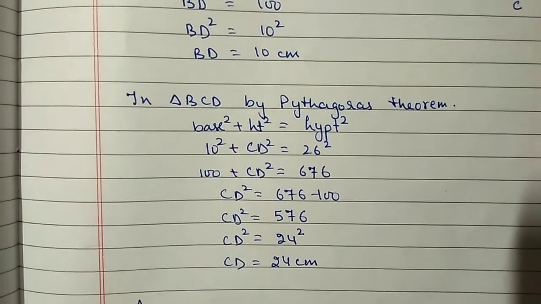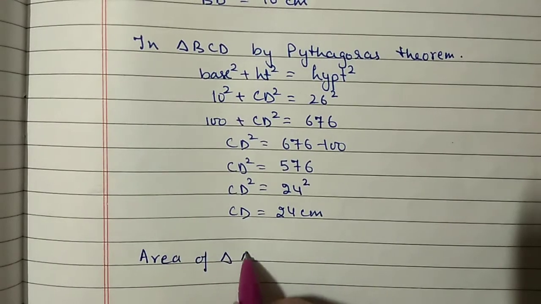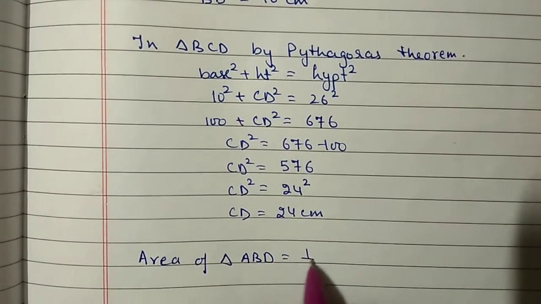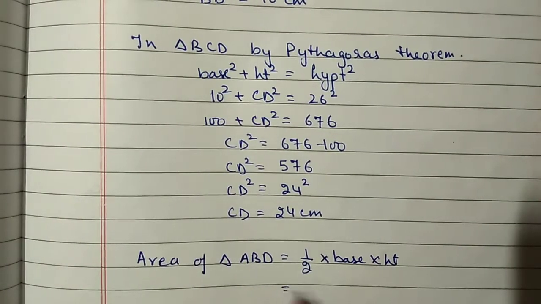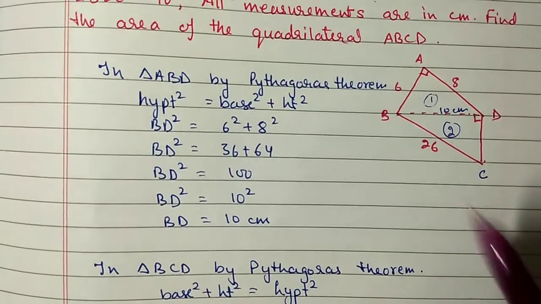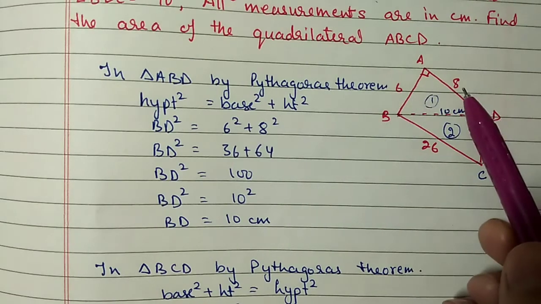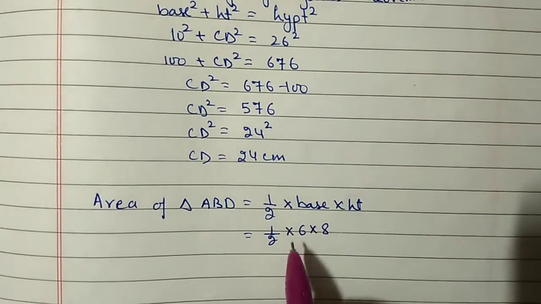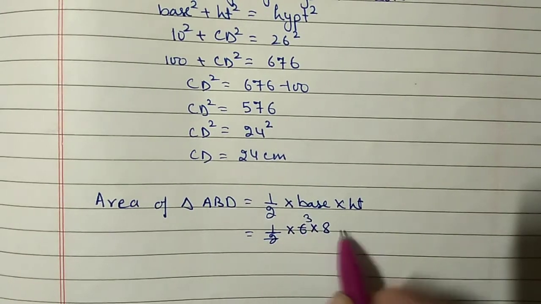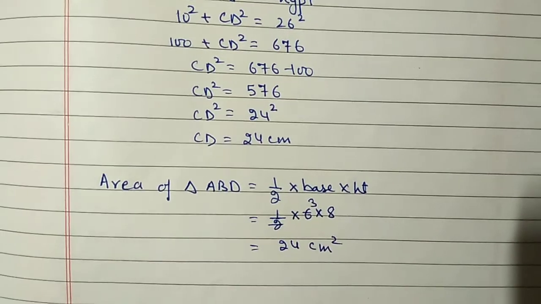So area of triangle ABD is equal to half base into height. From the two right angle sides, anyone we can take as base, other we can take as height. So 6 and 8 we have to multiply. So half 6 into 8. Do the cancellation, 2 3s are 6, 3 8s are 24 centimeter square. Similarly, we will find out the area for another triangle also.